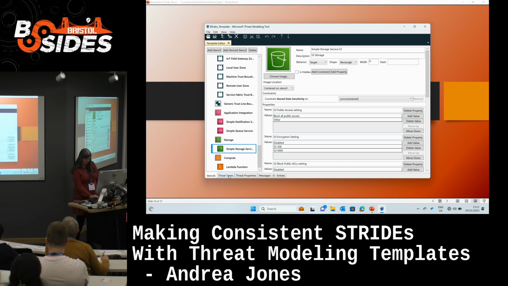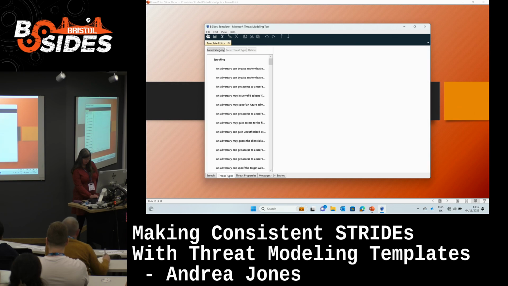And then we go to the threats. They're categorised under the main headings of spoofing, tampering, repudiation, etc. And to add a new threat, you click on the category and then click the New Threat Type button, and that will put a new threat under that heading.